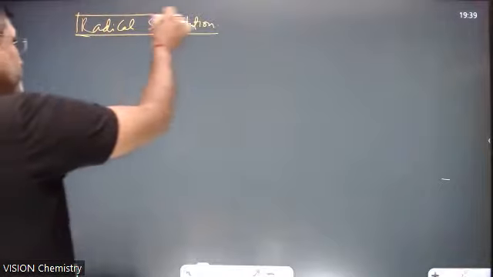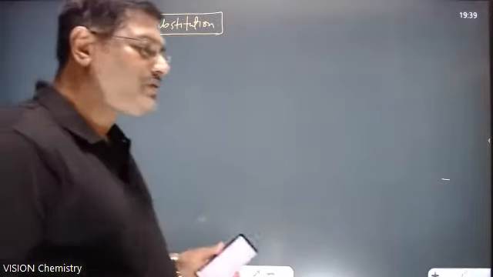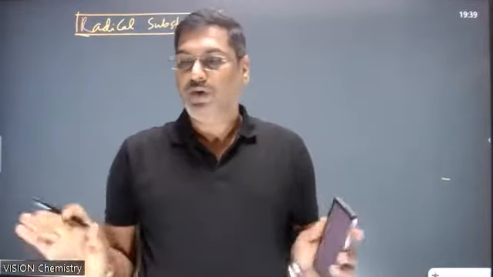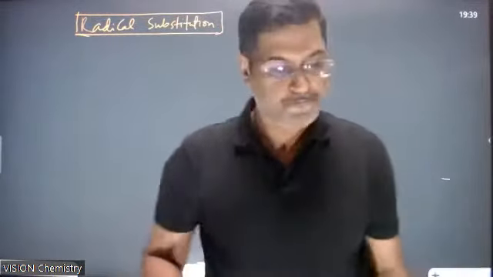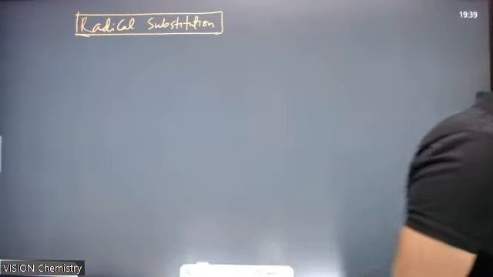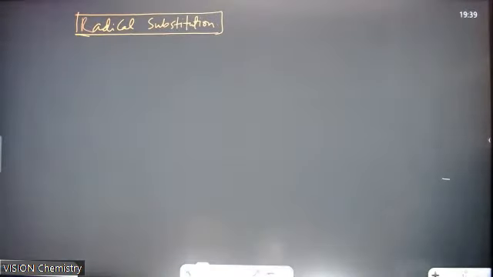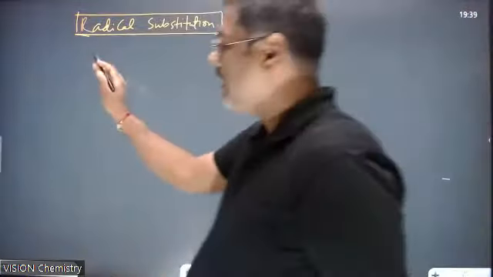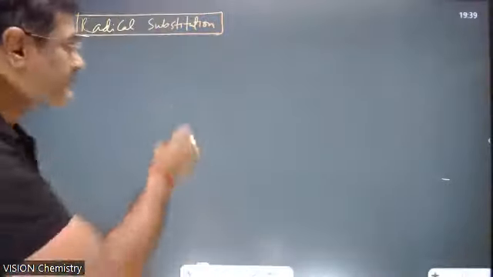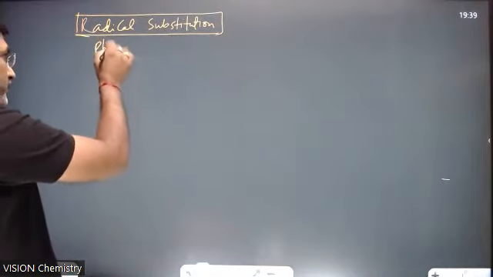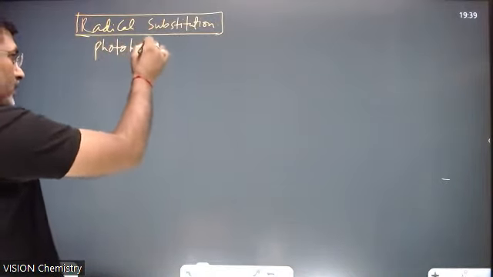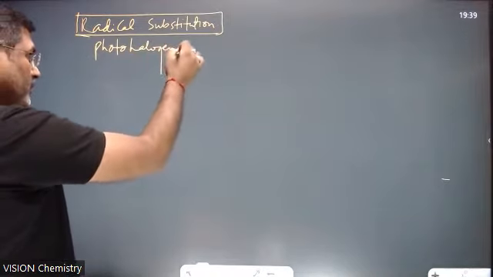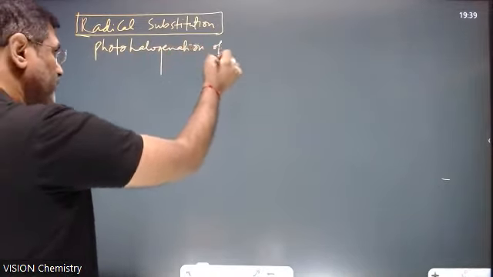So I said that we take here one topic, that is the radical substitution, and the best example of the radical substitution is halogenation, photohalogenation of alkanes. Photohalogenation of alkanes.